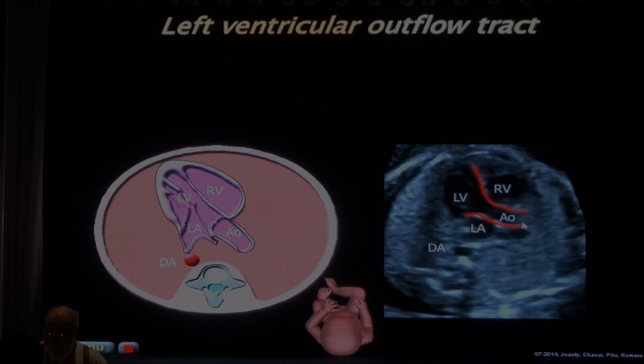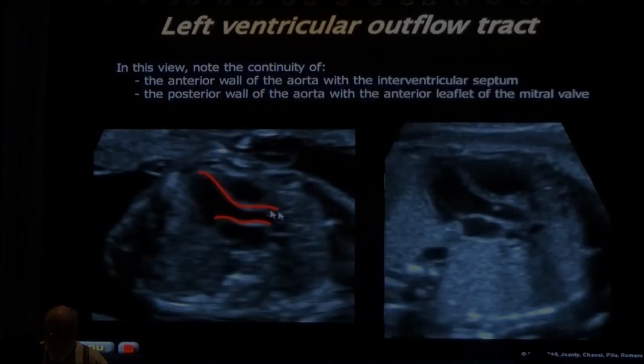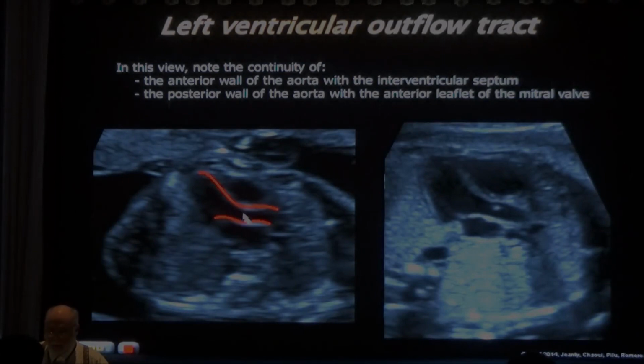And we want to see this continuity between the two. Here again, systole, diastole. Now, when you look at the left atrial tract, you want to see several centimeters of the ascending aorta.